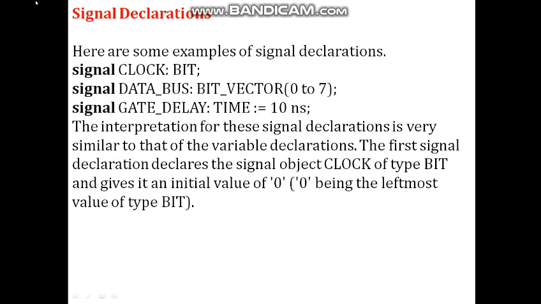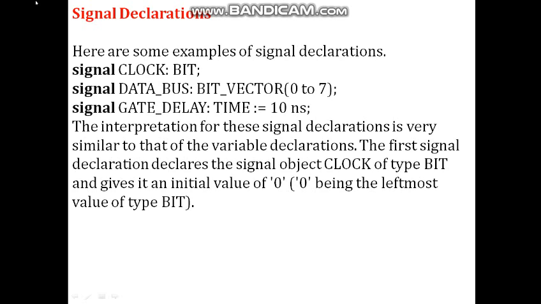And the last part is the signal declaration. Here is a simple example of signal declarations: signal clock: bit; signal data_bus: bit_vector 0 to 7; signal gate_delay: time := 10 ns. The interpretation of a signal declaration is very similar to that of the variable declaration. The first signal declaration declares the signal object clock of type bit and gives it the initial value of 0, 0 being the leftmost value of type bit.